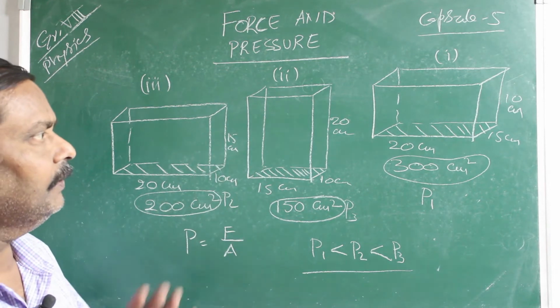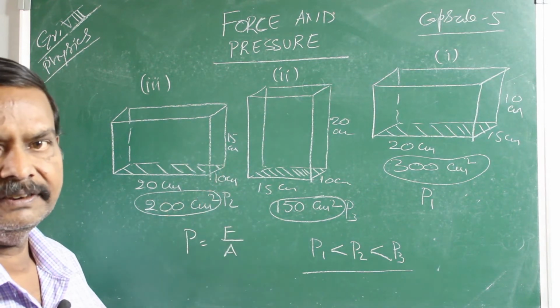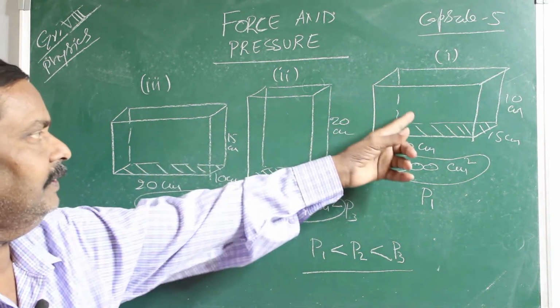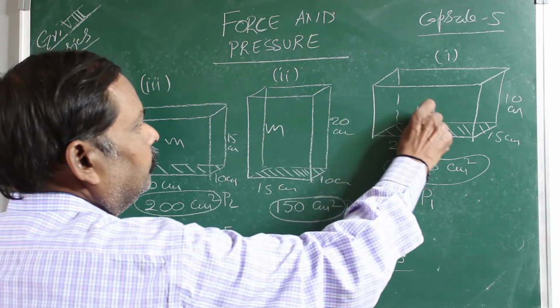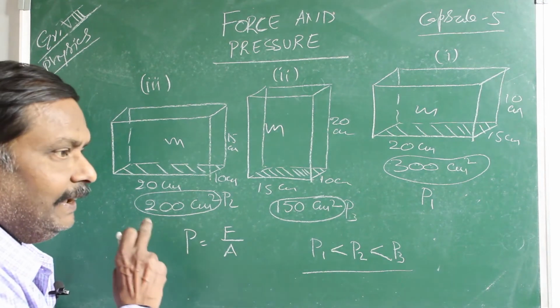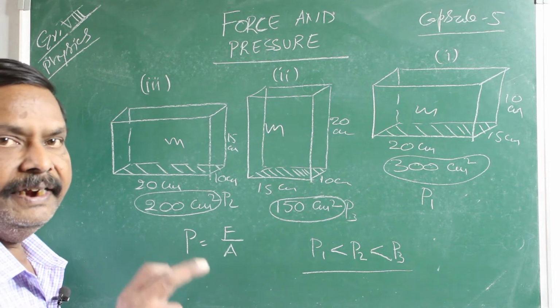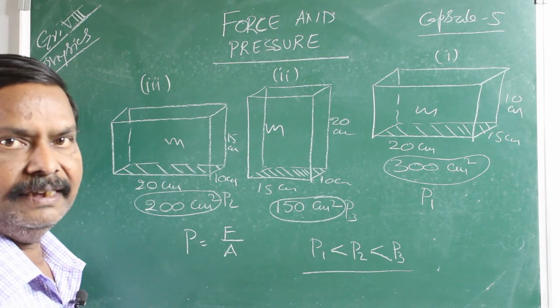So this is one of the very important observations. When the area of contact changes, the pressure will change. The mass of this body will be the same. All of these have the same mass m. Even though they have the same mass and weight, they can exert different pressures depending upon the area of contact. The more the area of contact, the less the pressure.